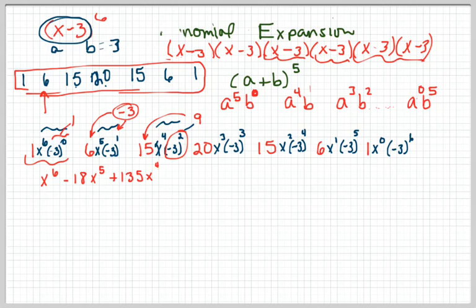X to the 4th. The next one I've got negative 3 to the third, that's negative 27. Times a 20 is negative 540. X to the third. And I'm going to run out of brain power here in a little bit. Negative 3 to the fourth is 81, and now I've got to do 81 times 15. And I don't know that one off the top of my head.